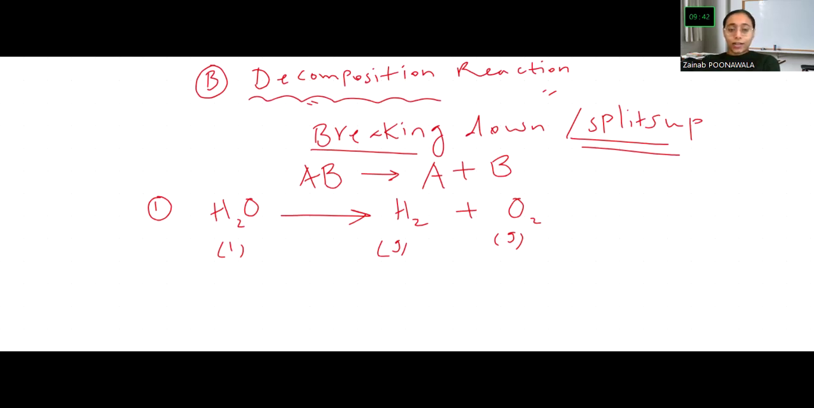And we need to write a big 2. Remember the coefficient, and we cannot change the formula. We cannot write a 2 there. That's so good. And now what has happened is there are 4 hydrogen atoms. What do I do? Add a 2. Yes, add a 2. And now I have a balanced reaction.